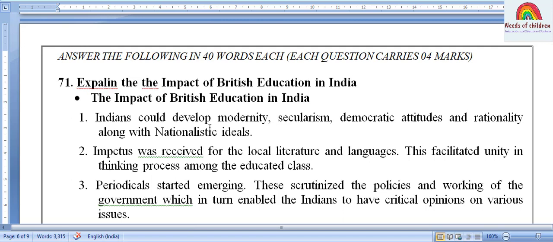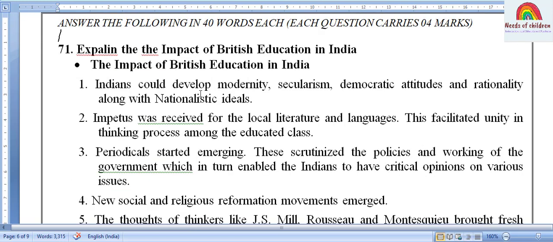Here is the question. Explain the impact of the British education in India. Friends, this question is from 10th standard history, Impact of British rule in India. From this lesson, you are going to get this question. Okay, answer for this question. The impact of British education in India.